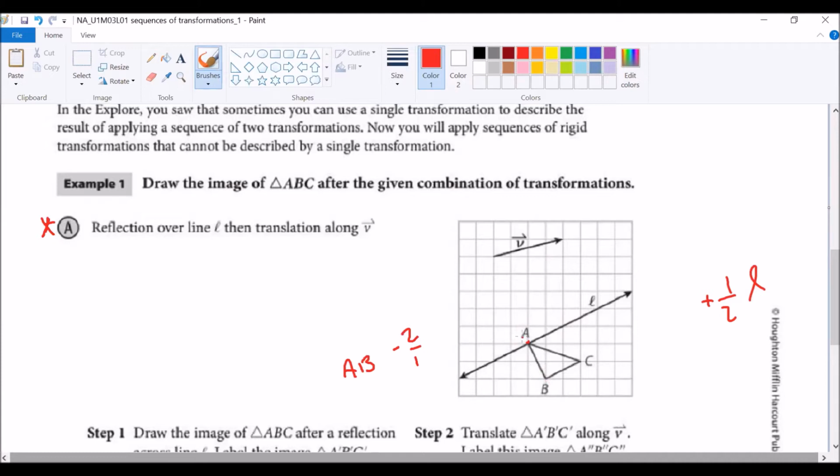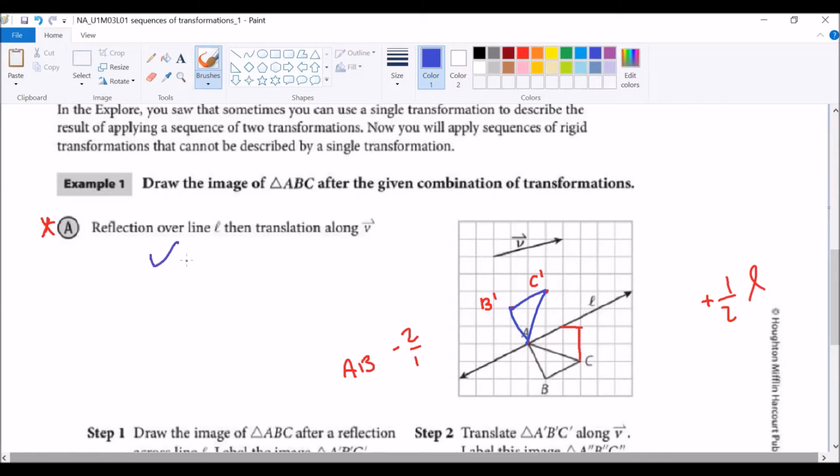So I would just continue that slope straight up to here. That would be my B prime. And even if you go the same slope up to C, if you do the opposite reciprocal, you'd have to go up 2 and over 1 for C, and then I would have to continue that up 2 over 1. That would be my C prime. So connecting the points, beautiful triangle right there. A prime, B prime, C prime. That's only the first part.